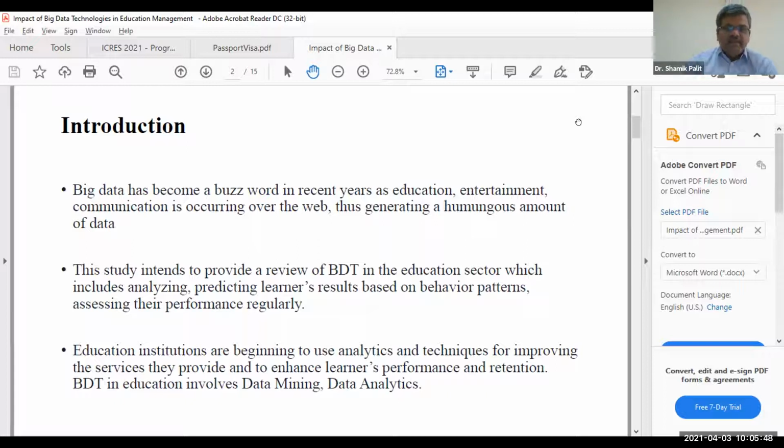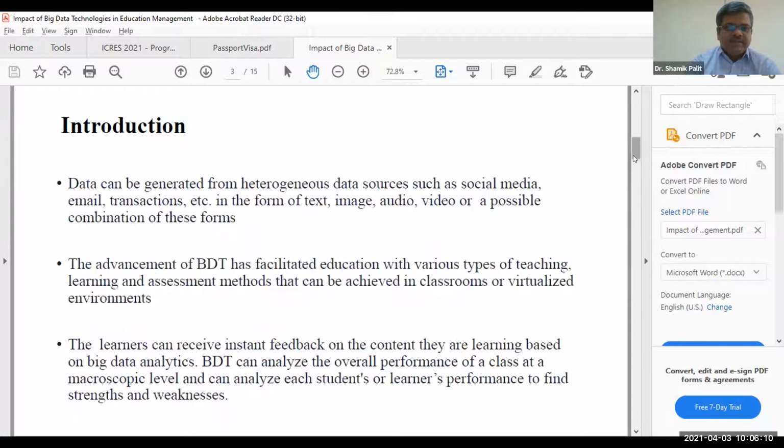As we know, if we start exploring the idea of big data technologies, there are basically two very important verticals I would like to focus on here. One is the data mining strategies, and at the same point of time, the data analysis. So let me first focus on what exactly this particular big data technology can contribute for an education management sector.